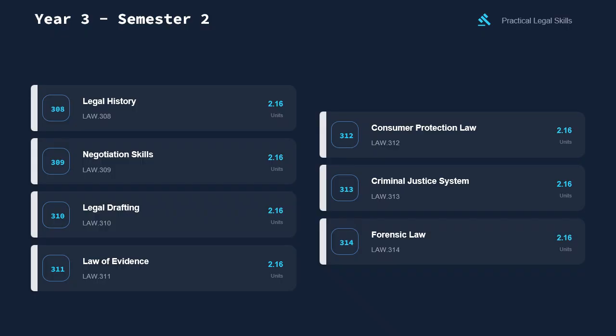2.3 Convergence and divergence: globalization and hybrid systems. Globalization has led to convergence, e.g., commercial law harmonization, but also divergence, cultural resistance. Mixed systems, e.g., Louisiana, South Africa, blend traditions. Real-life example: the UN Convention on Contracts for the International Sale of Goods, CISG, harmonizes sales law across common and civil law systems. However, family law remains culturally specific.